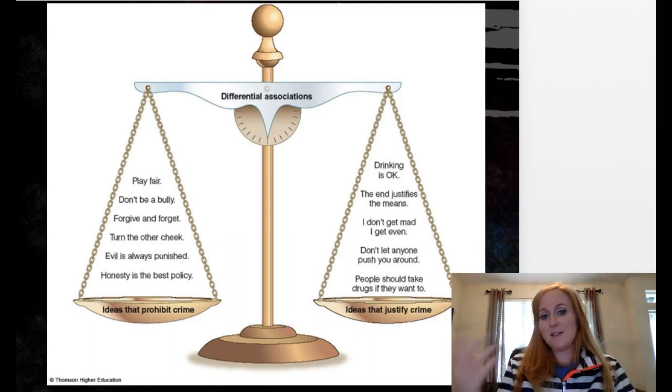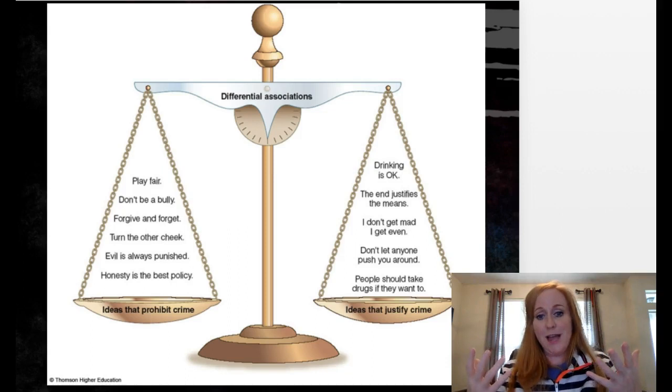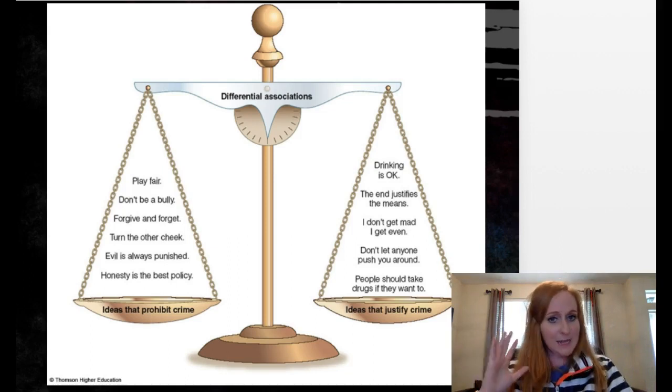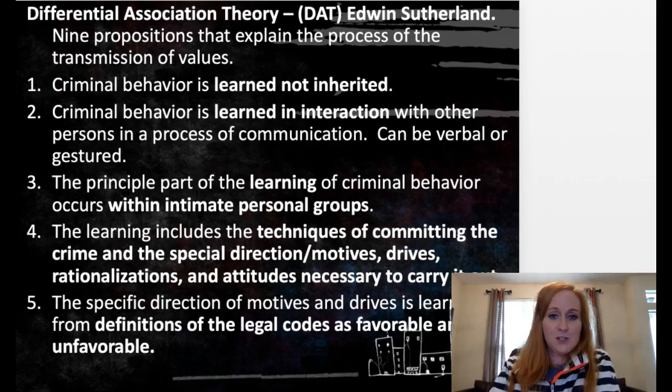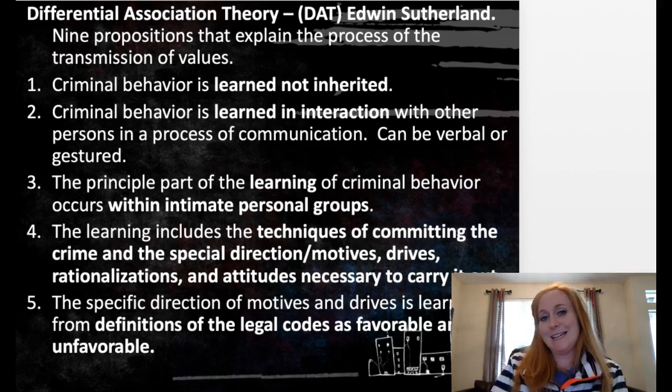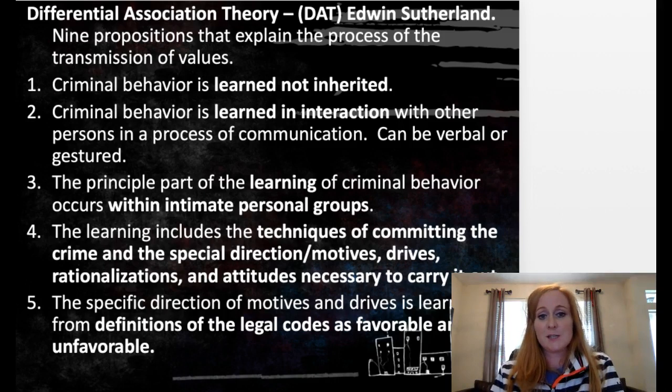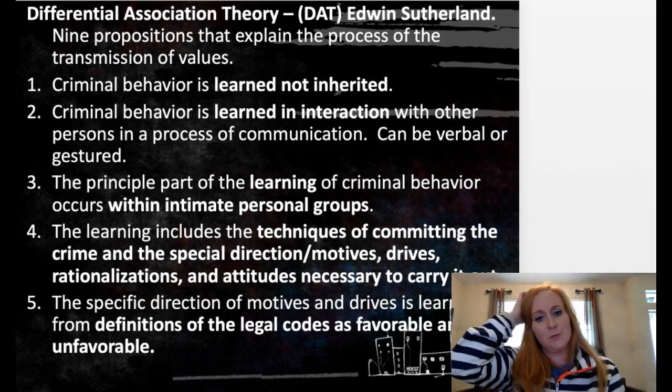So it's a different set of ideas or associations we have about maybe the same behavior, and you can take these two different perspectives. Sutherland has 9 principles of differential association theory, which Akers used to develop his theory. So let's take a look. Differential association theory, we abbreviate it as DAT, has these 9 principles or propositions that explain the process of the transmission of these ideas or values that are criminal.